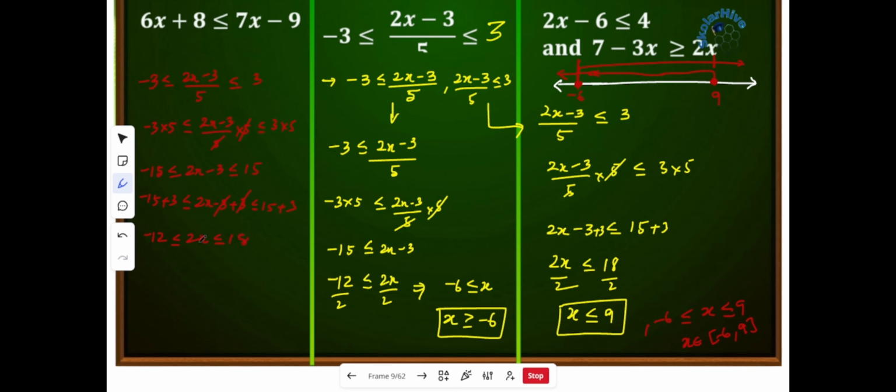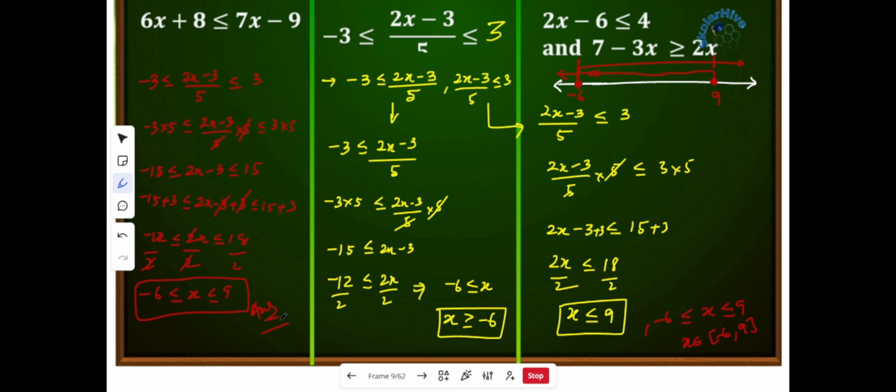Here 2 is in multiplication, so we want to eliminate that. We need to divide either side by 2. There is no change in the inequality sign because 2 is positive. So this will cancel this and this will cancel this, and give minus 6 less than or equal to x less than or equal to 9. This way we can directly get the answer.